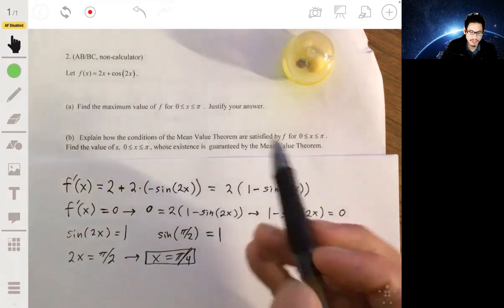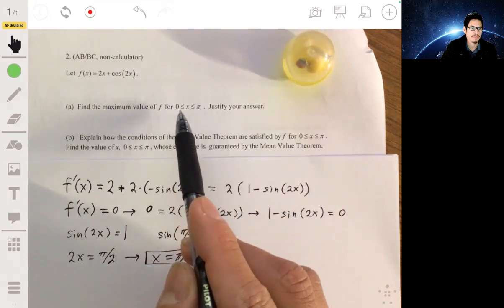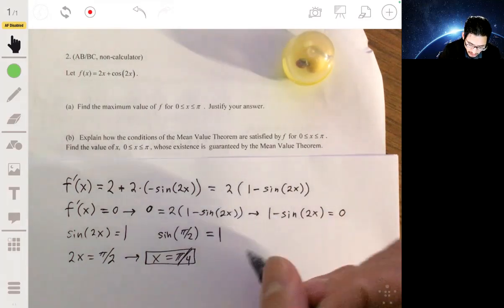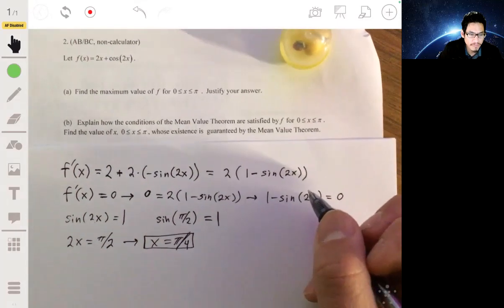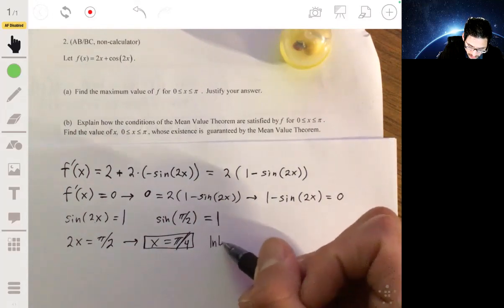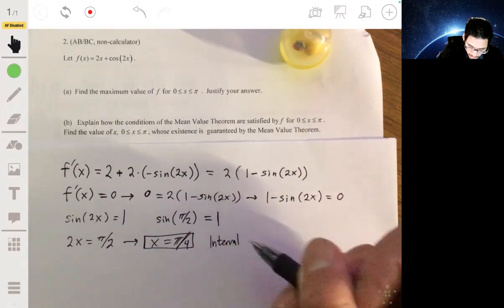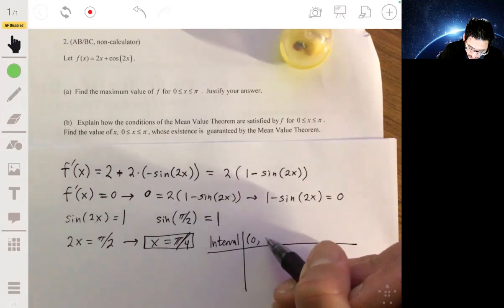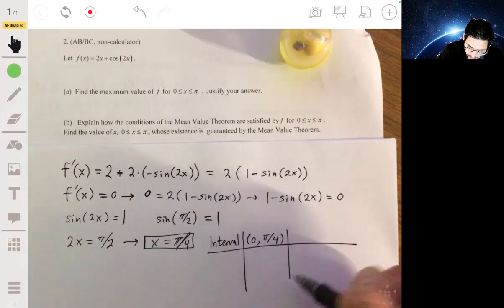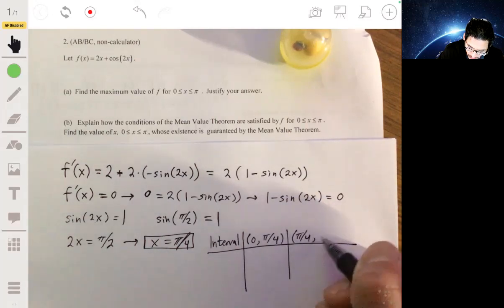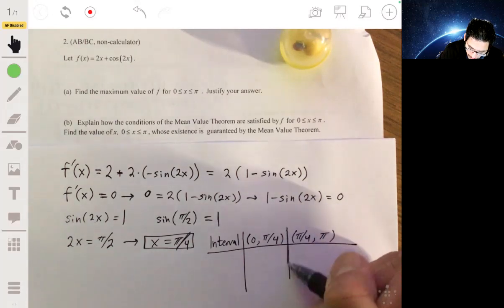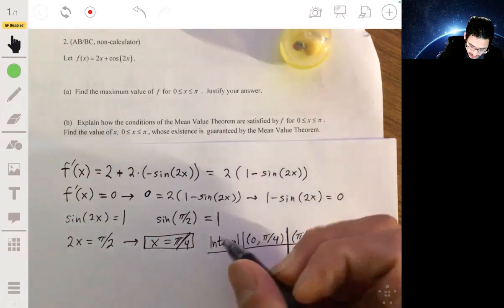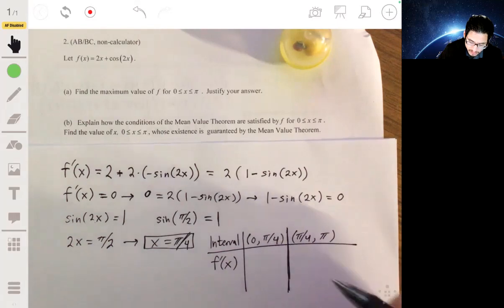And we just break the interval up because we're going from 0 to pi, so we just break it up at that one point. So let's look at what's going on with the function on a little table here. From 0 to pi over 4, and then from pi over 4 to pi. You want to see what the sign of the derivative is. What's the sign of f prime of x on those intervals?